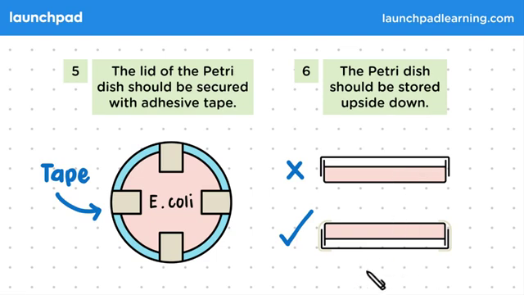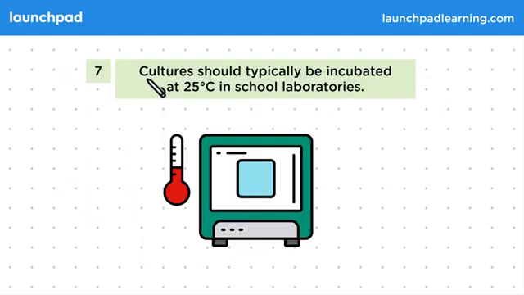So what do we do with our inoculated Petri dishes now? Cultures should typically be incubated at 25 degrees Celsius in school laboratories. This diagram shows an incubator. So we're going to incubate the culture at 25 degrees C inside an incubator like this one. We want the temperature to be below human body temperature to reduce the risk of culturing harmful microbes, but hospital labs may incubate at higher temperatures to quickly identify pathogens.